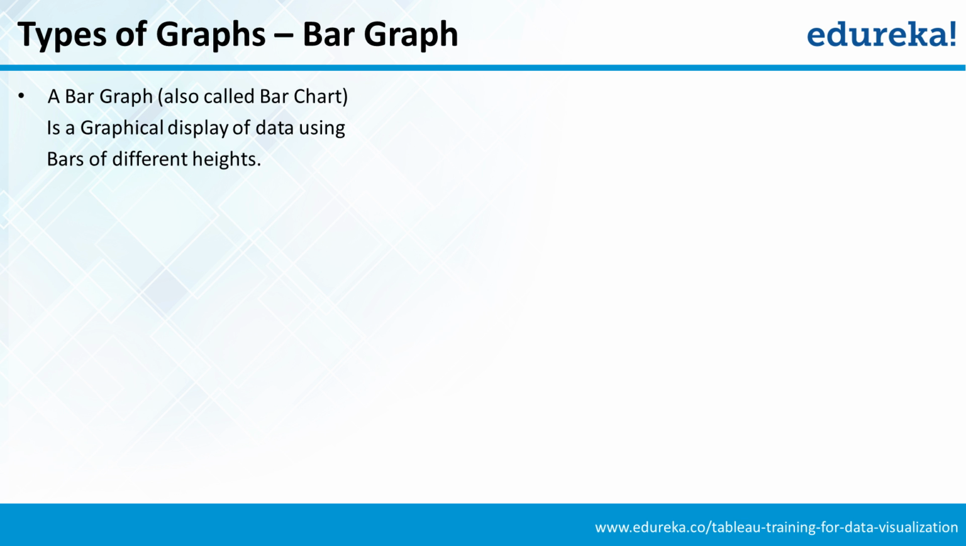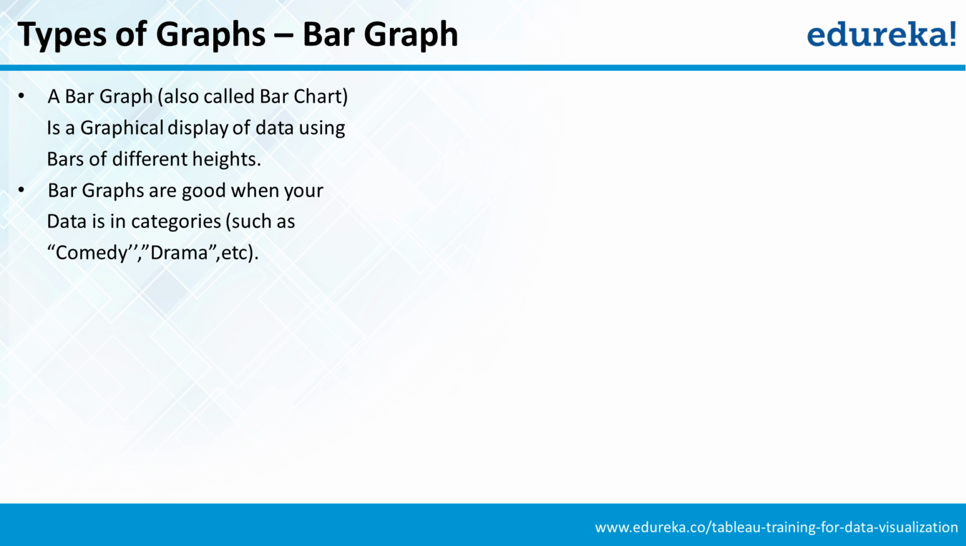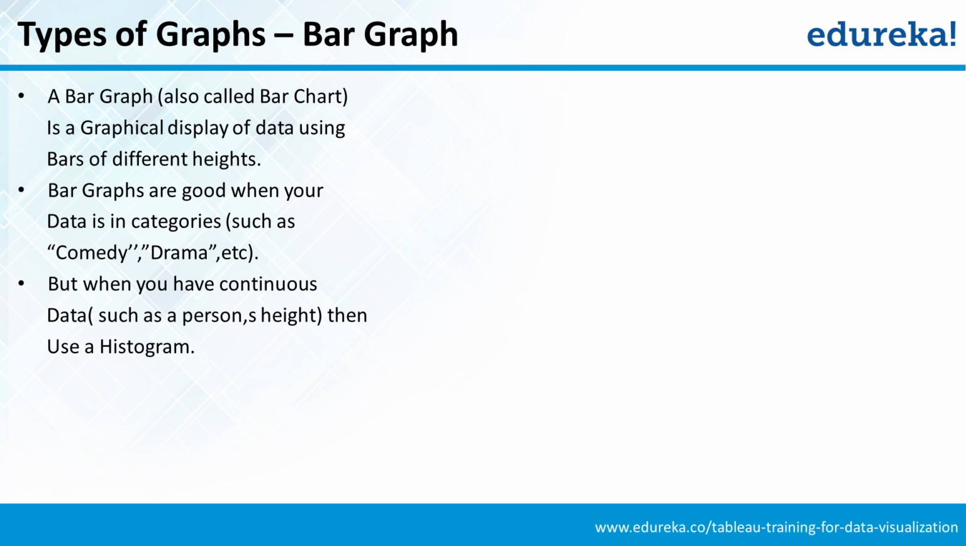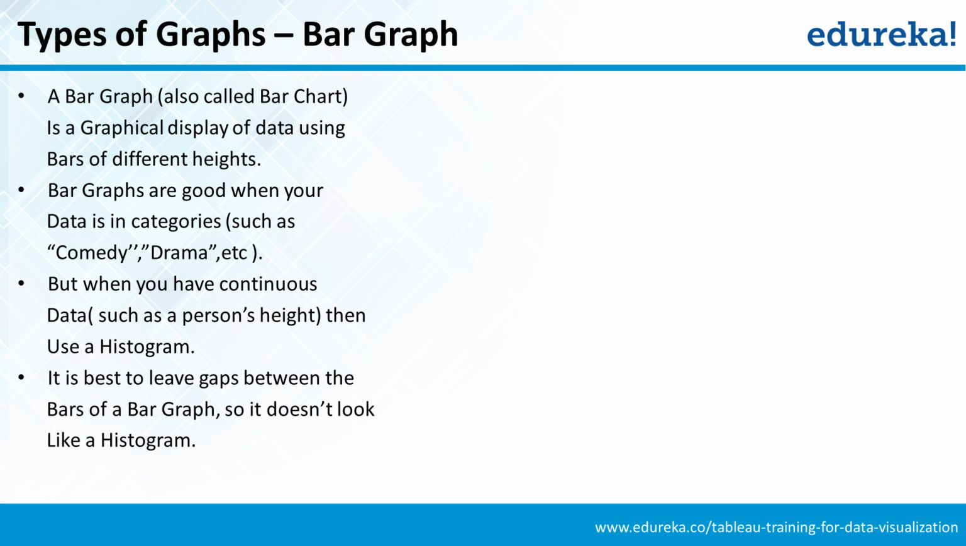Now the next category of chart is bar graph. Bar graph we have already seen yesterday. It again uses bar-like representation to display data, and bars can be of different height. Bar graph is used when we have categorical data and we want to compare two categories together. So let's consider the following example.